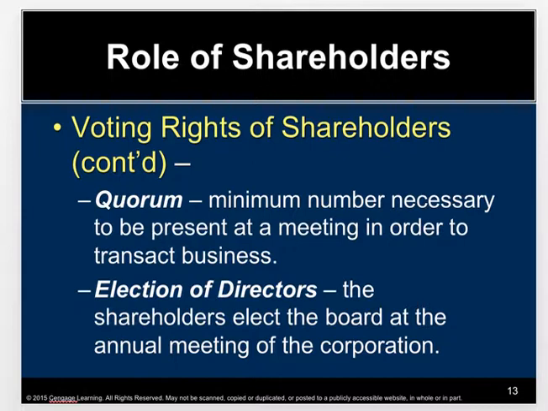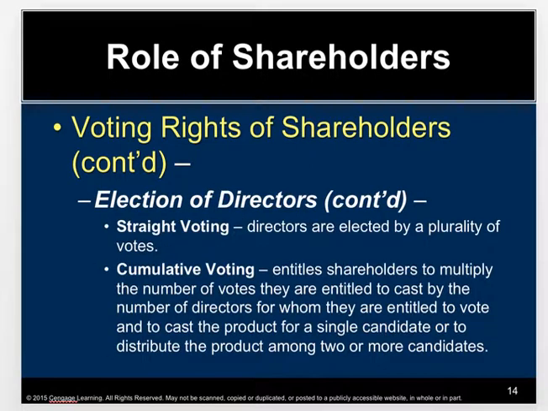What about the election of directors? The shareholders elect the board at the annual meeting of the corporation, which is exactly what I had mentioned a little bit earlier. But that, in essence, is how shareholders control the corporation, right? They don't participate in the day-to-day management. But what they do is they elect the board of directors. The board of directors elects the officers. And so that's how the shareholders indirectly control the corporation.